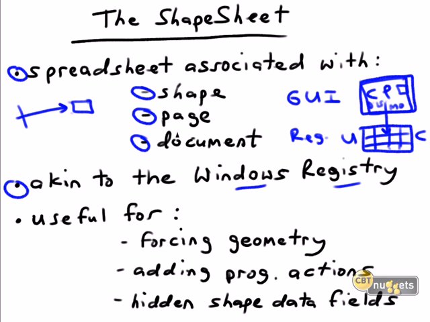Likewise to the registry, though, there are some actions that can only be accomplished by going under the hood in Visio. And yes, we can go under the hood in VBA like we just talked about, but we also have this intermediary level called the shapesheet.